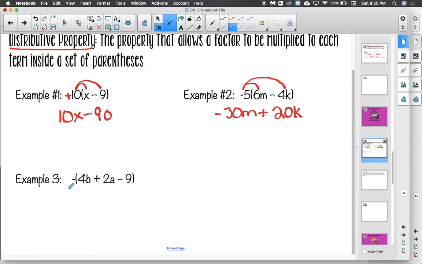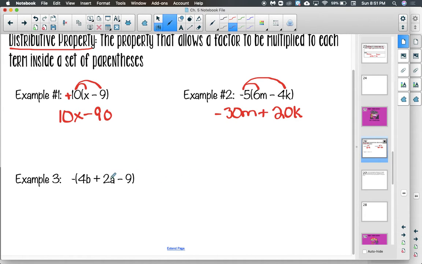Number 3, I wanted you to see an example like this for 2 reasons. Number 1, I wanted you to know that you can do this for multiple terms inside of parentheses, not just 2 terms. And I also want you to see that this is kind of a weird one here. We have just a negative sign outside those parentheses. That's it. So we have 2 ways to think of this, and I'll show you both thought processes.